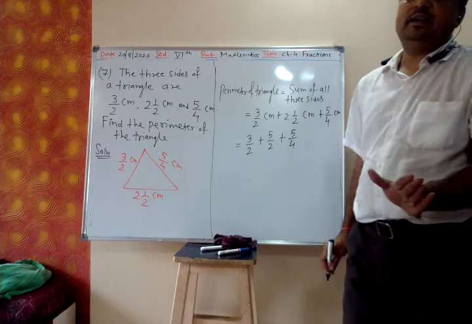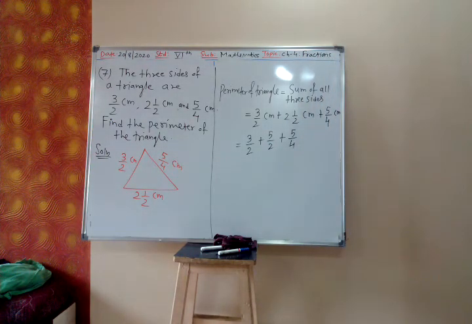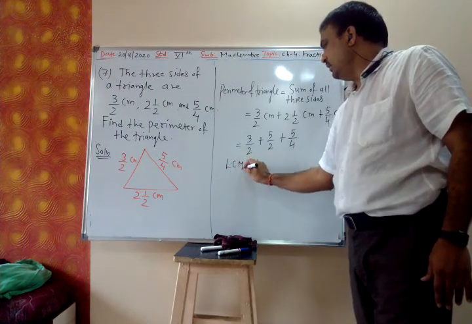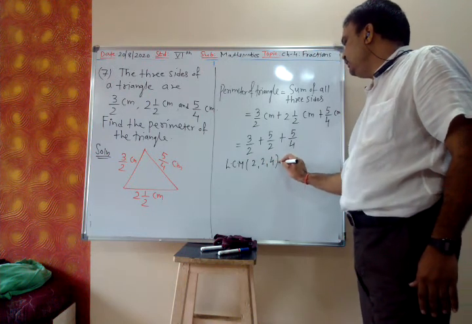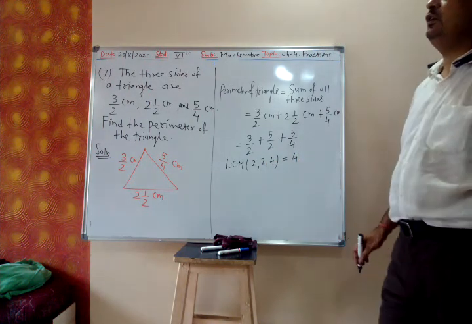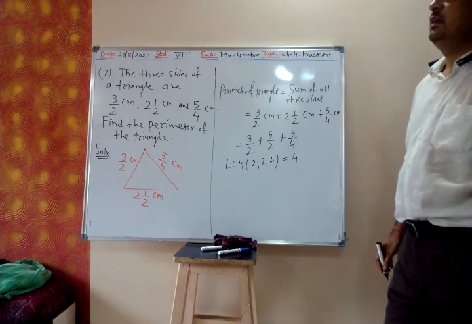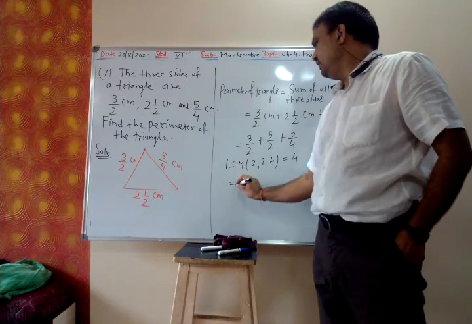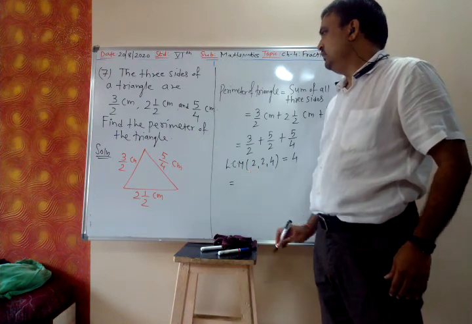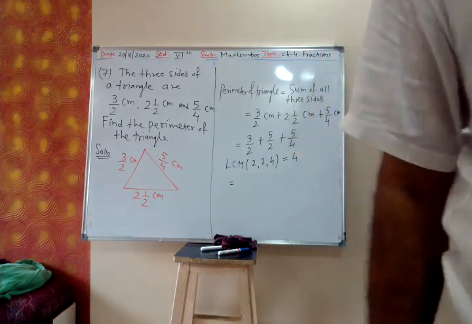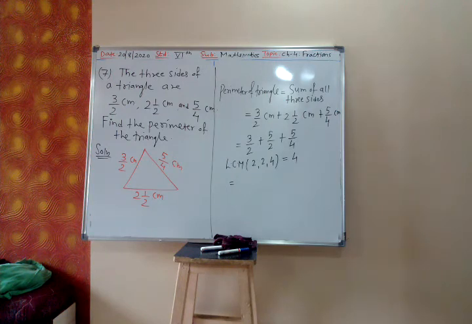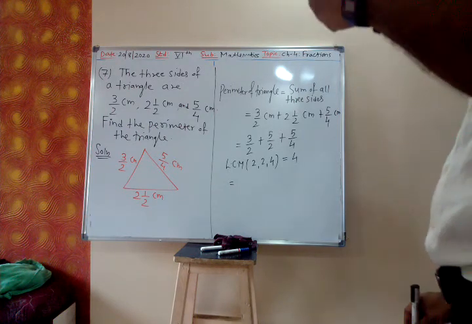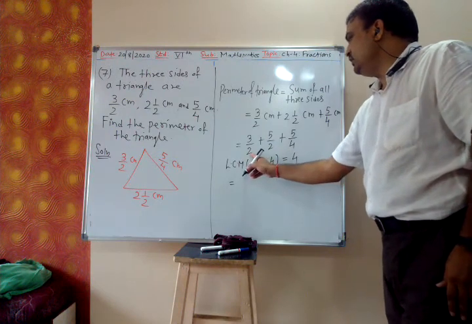Now, my dear, I will take LCM of 2 and 4. LCM of 2 and 4 is 4. You can add the numbers in any order. You can add A plus B plus C, B plus C plus A, C plus A plus B. Any order you can add the numbers. So LCM is 4, so now this denominator I will make 4.